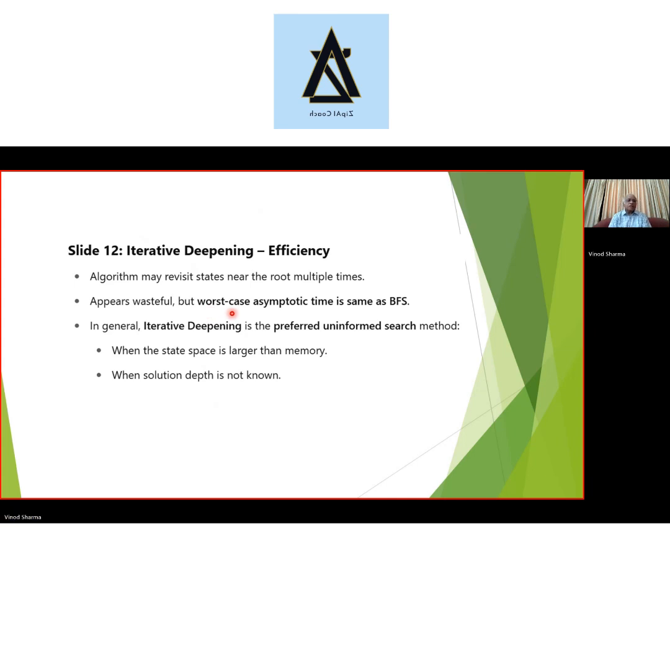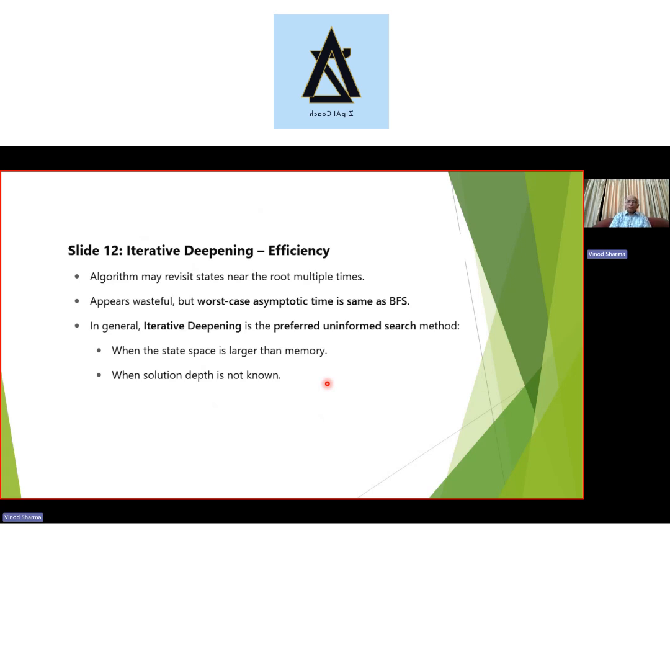But why are we considering this algorithm? In the worst case, in the asymptotic time, as the number of nodes increases, it is the same as best first search algorithm. In general, iterative deepening is one of the preferred uninformed search methods when the state space is larger than the memory, so you are not able to keep all these states in memory, or when the solution depth is not known.